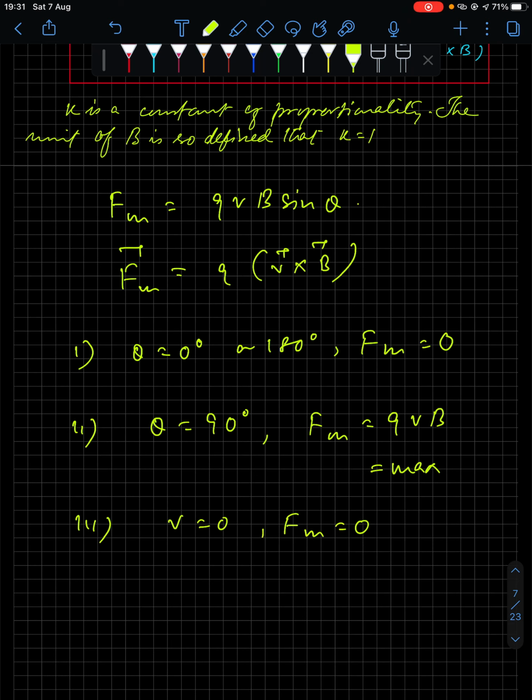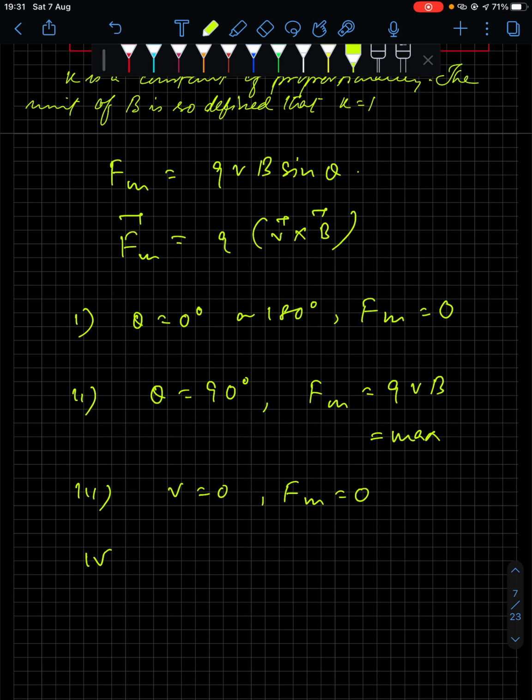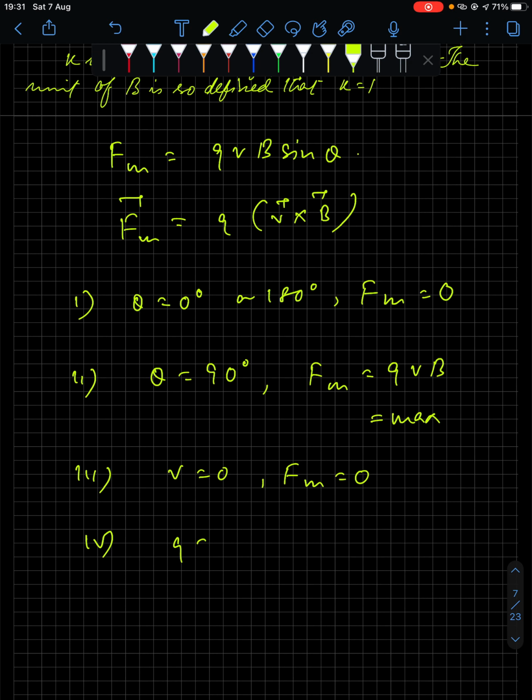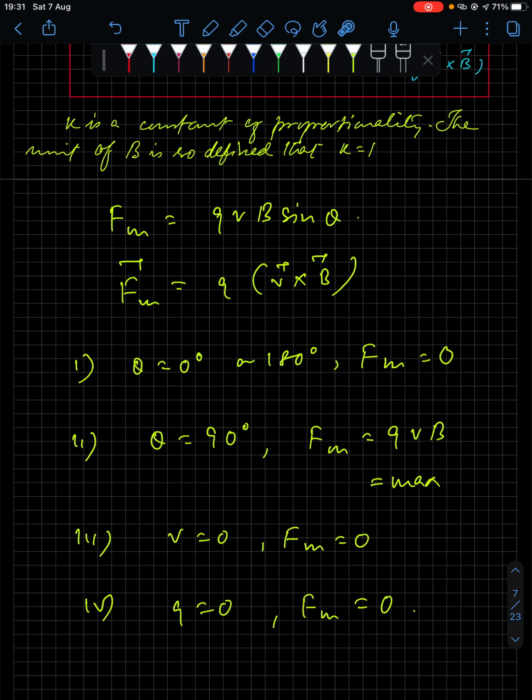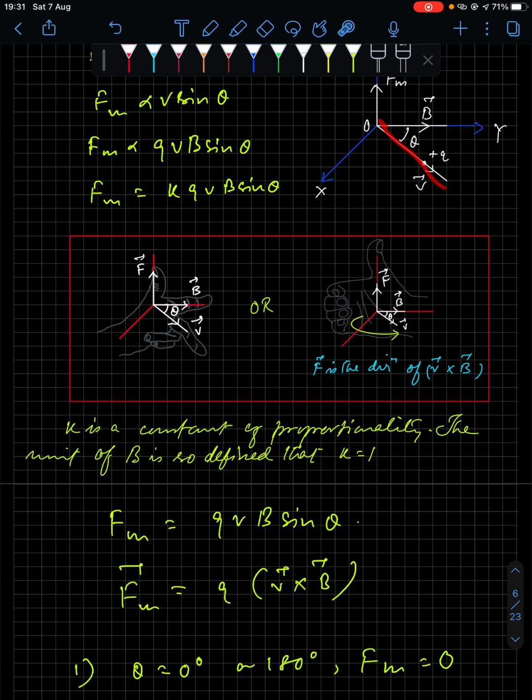Now v is equal to 0. In that case also, no magnetic force will act on a charge at rest. Case number 4: when q equals 0, then also Fm is 0. That means no magnetic force acts on a neutral particle, say a neutron.